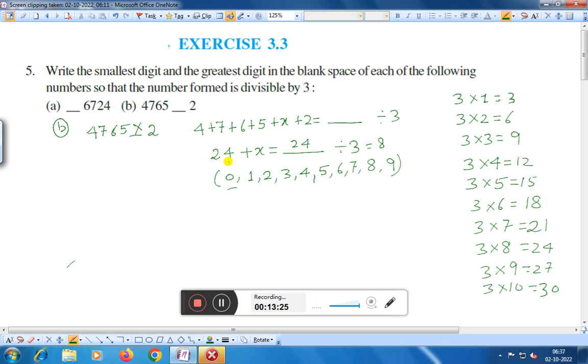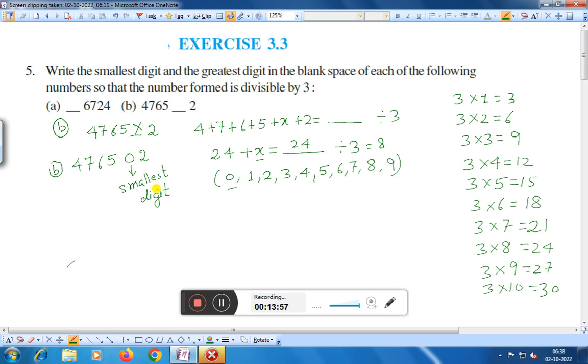Therefore, if the value of x is 0, then we will get the smallest digit. So we can write the number as 476502, and here you see that 0 is the smallest digit. One answer we got.